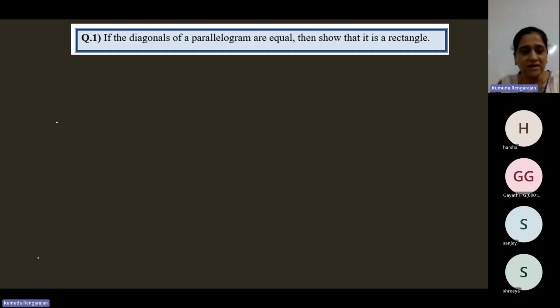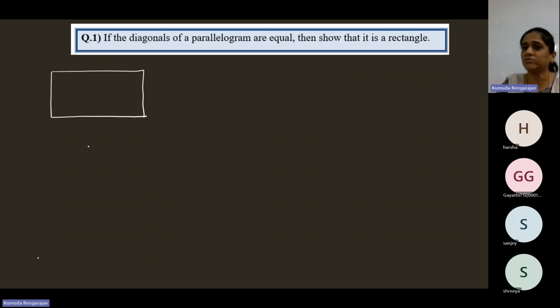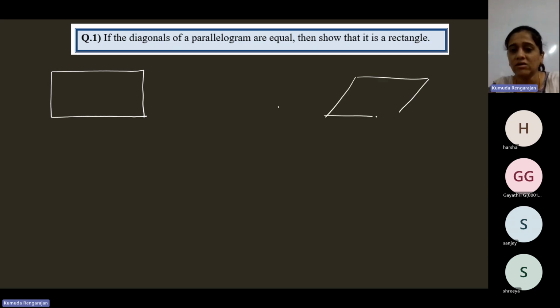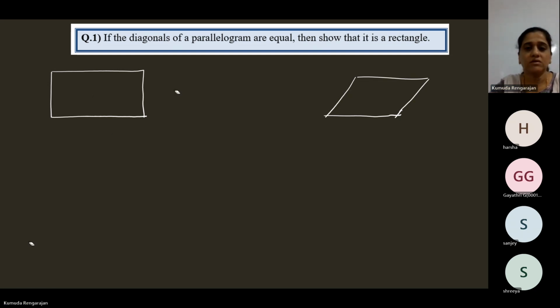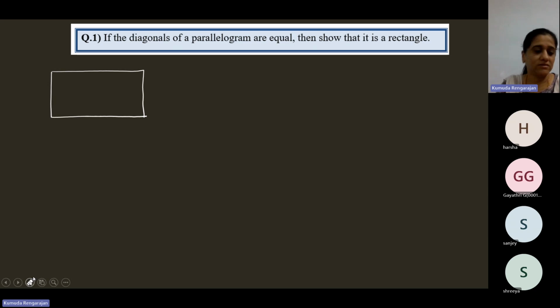Show that it's a rectangle. So you're going to draw the parallelogram like this, because a rectangle is a parallelogram. You can draw a parallelogram like this, but you cannot draw a rectangle like this. This is a parallelogram. This is the rectangle. It is also a parallelogram. So show that it's a rectangle. So the figure is going to look like a rectangle. Let's call it ABCD or PQRS.